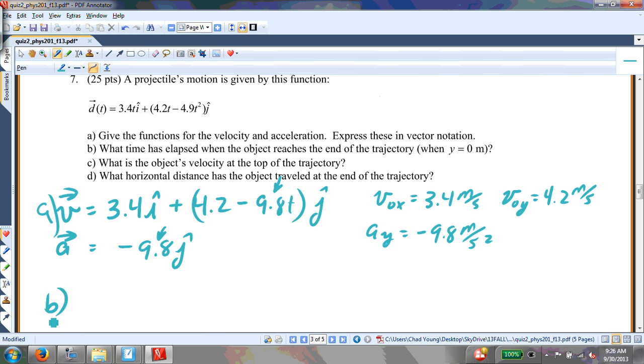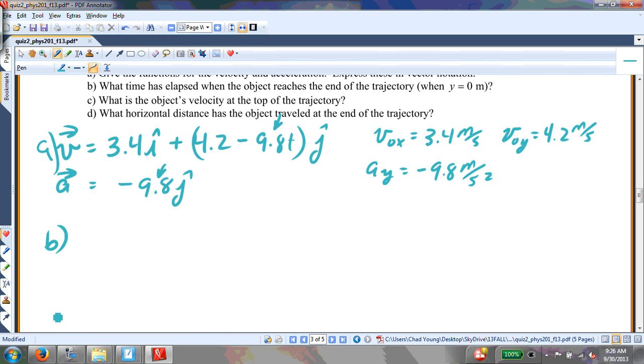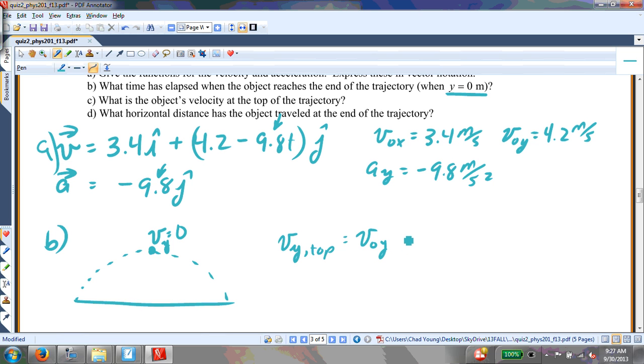For part B, I want to know what time has elapsed when the object reaches the end of the trajectory. And so this becomes very much like problems that we've had already. So I have a trajectory. It comes back to y equals 0, which is where it ends. I want to know what time has elapsed. So we say that velocity up here in the y direction equals 0. And then we can say Vy at the top is equal to V naught y plus ay t. And this is going to be t 1/2, or t at the top.